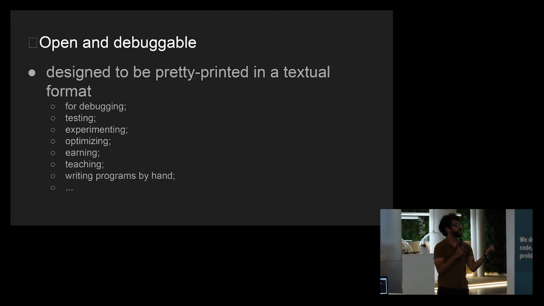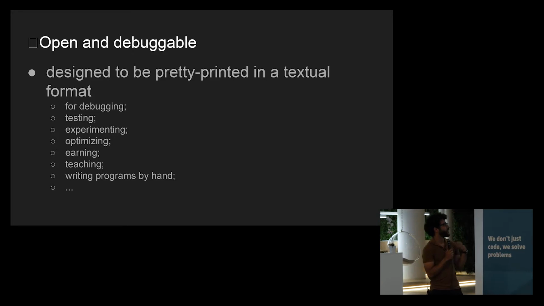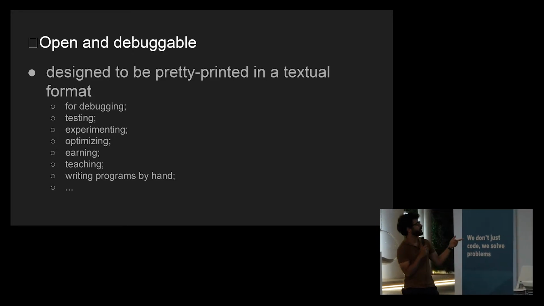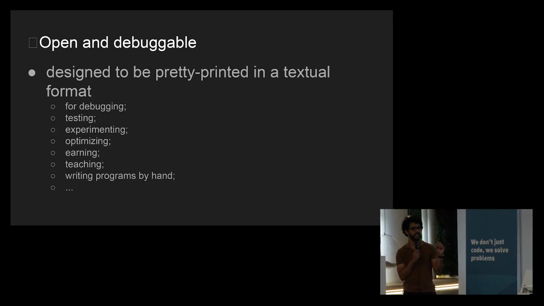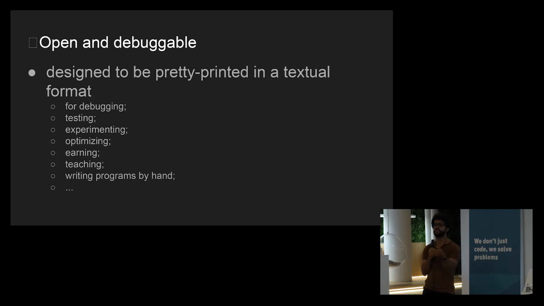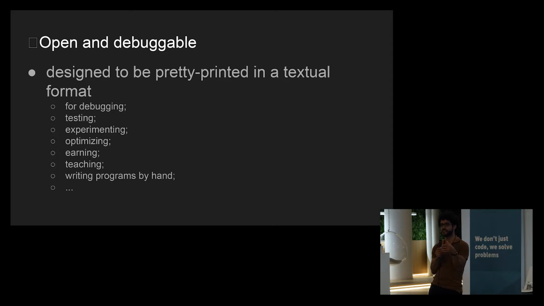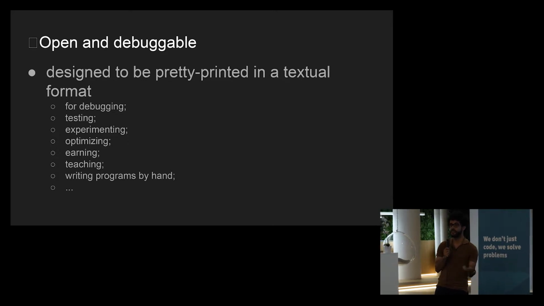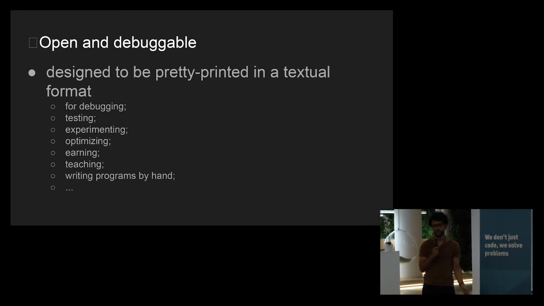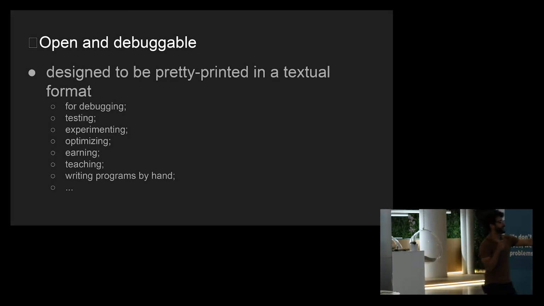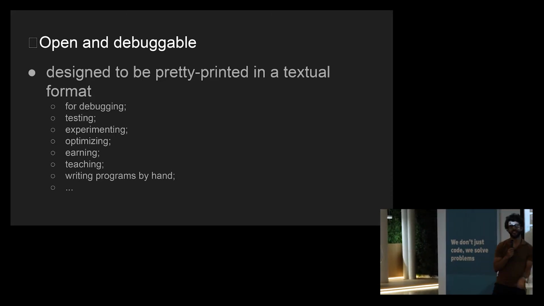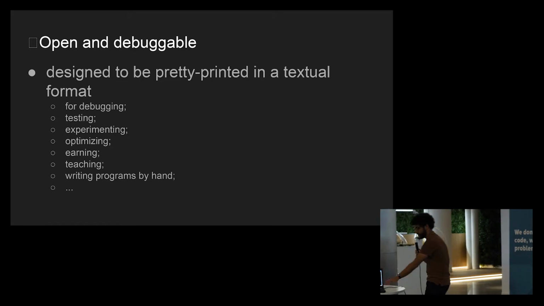To be open and debuggable, just like I told before, you can just see it. It's like when you go to LLVM and try to see what kind of assembly it generates. Sometimes there is a bug in the compiler, and for you to see it, you need to pretty print it. You don't write the programs by hand. I think nobody does that.